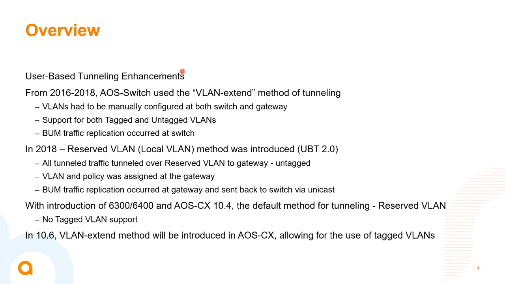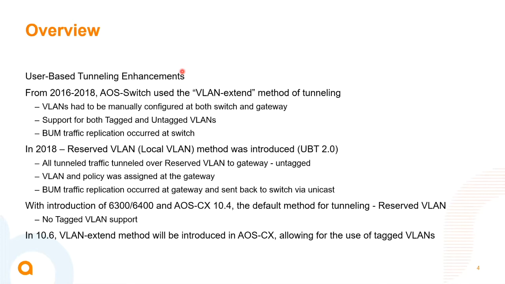So in early 2018, I believe it was the 16.08 release with AOS Switch, there were a lot of challenges with the original method that we came out with. One, there were concerns about having to manually create the VLANs across all the switches all the time. The other concern was that it could be cumbersome. So in 16.08, we came out with a reserved VLAN method, which was called UBT 2.0.